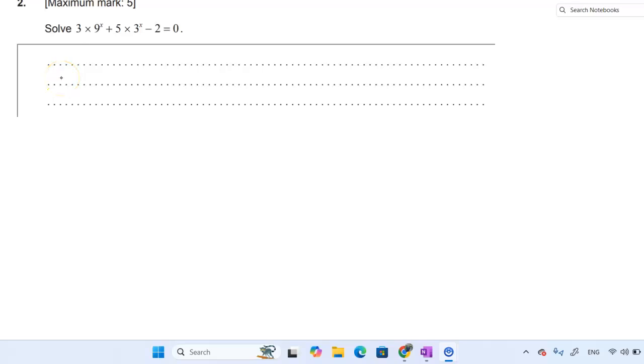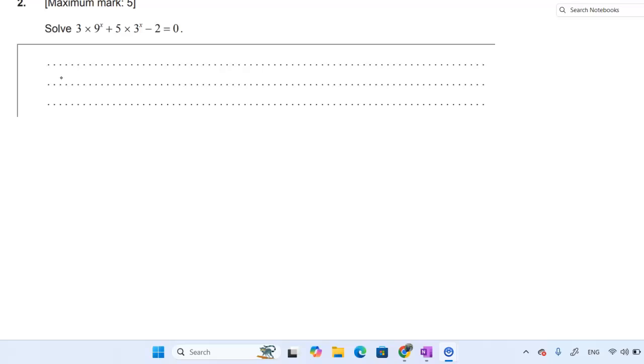Alright, for this particular question, we have 3 times 9 to the power of x plus 5 times 3 to the power of x minus 2 is equal to 0. Now if we look into this question, the only way we can solve for the x value is by converting this equation into a quadratic. Whenever this question comes in an exam, make sure that you convert it into a quadratic and then go for it.